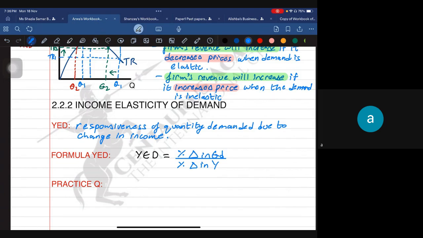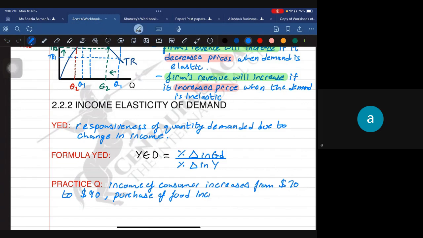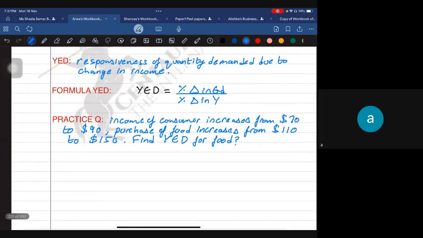Practice question. Income of a consumer increases from, let's say, $70 to $90. The purchase of food, right now I'm doing it for a simple normal product, goes from $110 to $150. Find YED for food. Okay, do it.